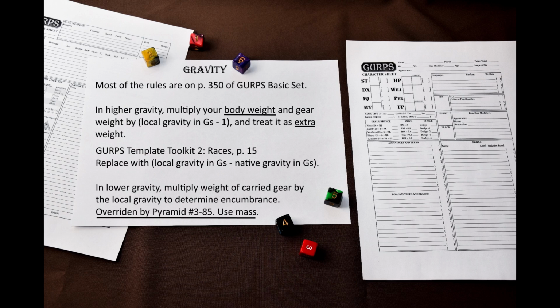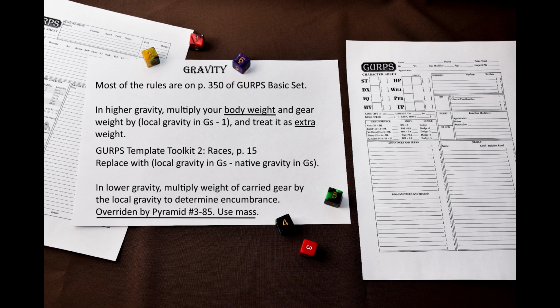So you might want to familiarize yourself with the gravity rules in GURPS. Most of the rules for different gravities can be found on page 350 of GURPS Basic Set. You'll find that the rules are slightly different for low and high gravity. Gravity affects many things: encumbrance, movement, actions, and even attributes.